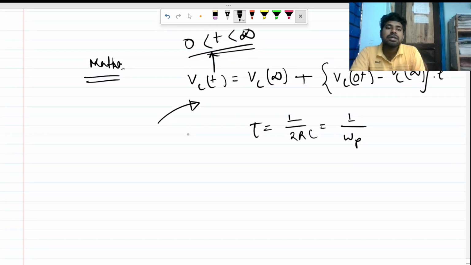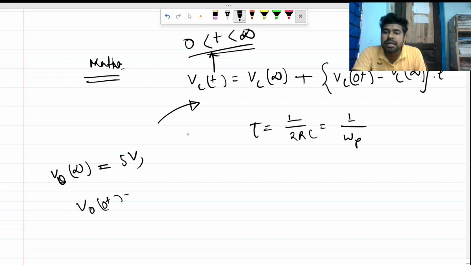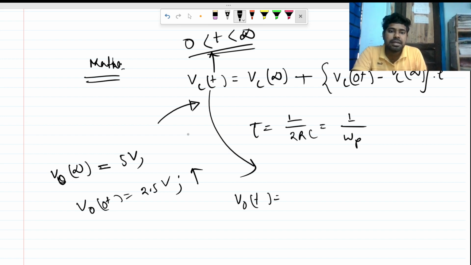What we have seen is that Vc of infinity is nothing but the V out. Here is the V out. So V out at infinity is 5 volt, and we have found that V out of 0 plus is 2.5 volt, because it will suddenly jump to 2.5. So if you put that, V out of t will be nothing but 5 volt plus (2.5 volt minus 5 volt) times e power minus t by tau. Tau is 2RC.